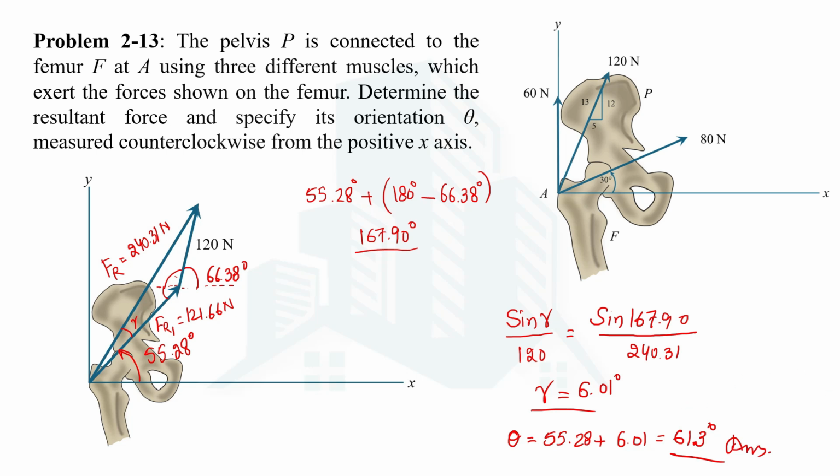So now we have determined the magnitude of the resultant force caused by these three forces, which came out to be 240.31 Newton. The orientation of the resultant force from the positive x-axis, which we also determined, is 61.3 degrees. So this is what was being asked of us. We did it through the cosine law and the sine law. However, there are many other ways through which you can determine it, but this is one of the procedures to do it. I believe you could understand how I did all these calculations, but obviously there may be some things you may not have grasped.